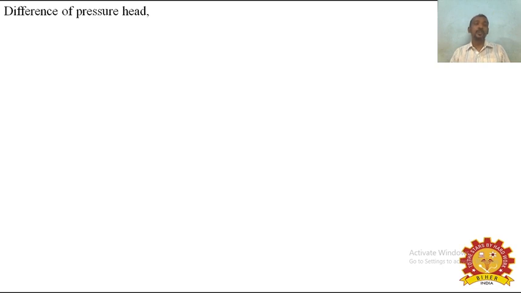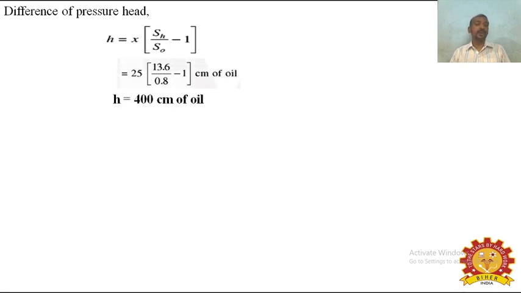H is equal to X into (SH divided by SO minus 1). So X value is 25, inside the bracket 13.6 divided by 1 minus 1. So finally we get 25 into 12.6, which is 400 centimeter of oil. Okay, so we found the H value. Next step, you have to find the rate of flow of your Venturi meter.